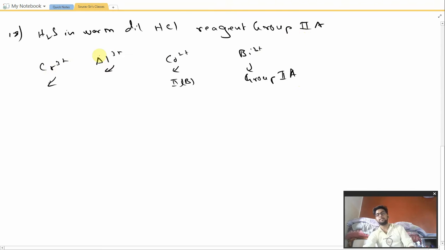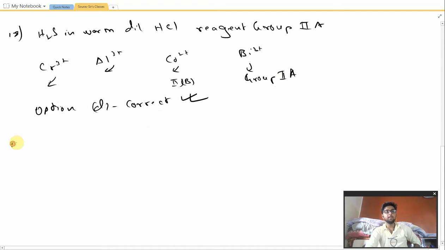Obviously chromium will also get precipitated if the concentration of H2S is high, but here the concentration of H2S is checked because of the HCl, that is the common ion effect that we all know. So the release of S2- ion is suppressed by the presence of HCl, and at such low concentration, aluminium or cobalt or chromium would not be precipitated so easily, but bismuth can be. The ionic product of bismuth sulfide is very low, and therefore it can be precipitated, and that is why the bismuth ion is in the group 2 elements. So in the options, bismuth is the fourth option, so option D is the correct one.